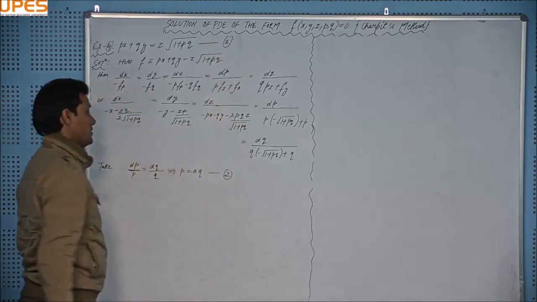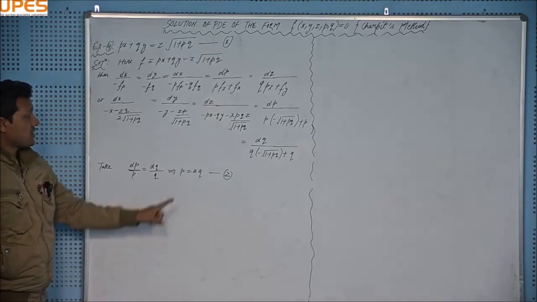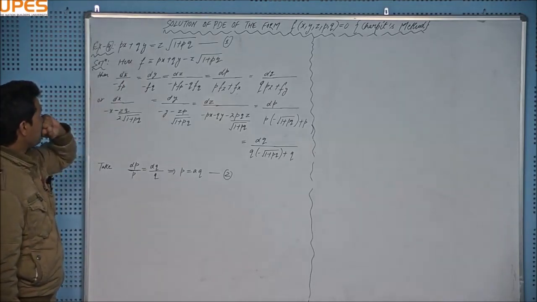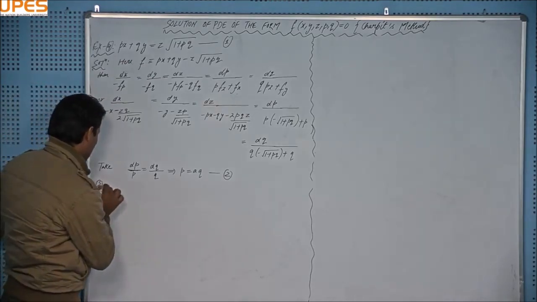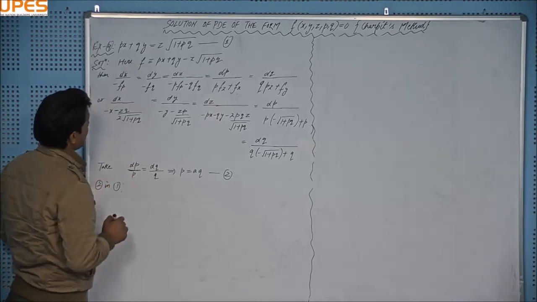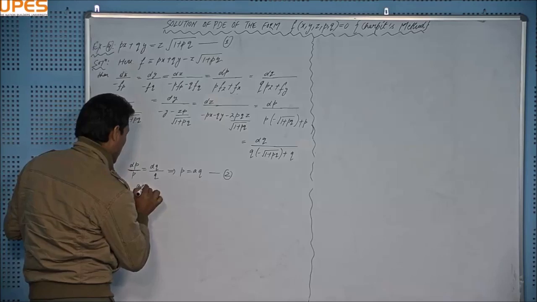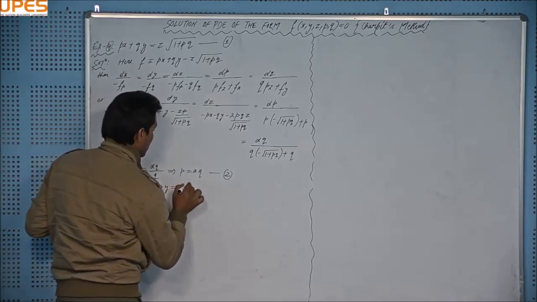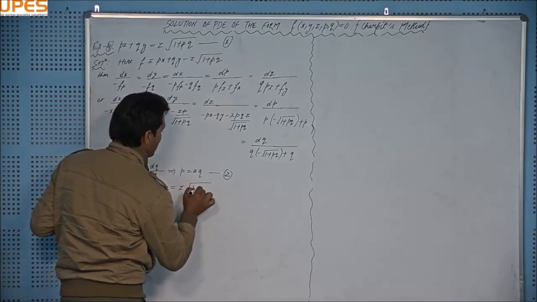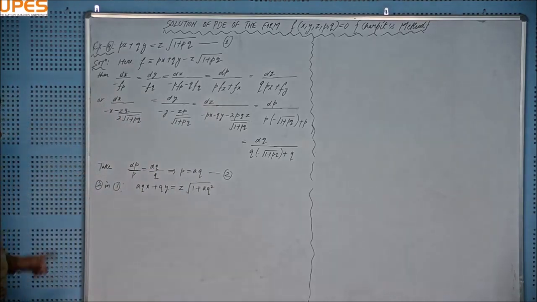So I have obtained a relationship between p and q, and now my task is to find p in terms of x and y. If I plug in this p here, second in first, then I will be getting a q x plus q y equal to z under root 1 plus a q square. This is fine. And my target is to obtain q.